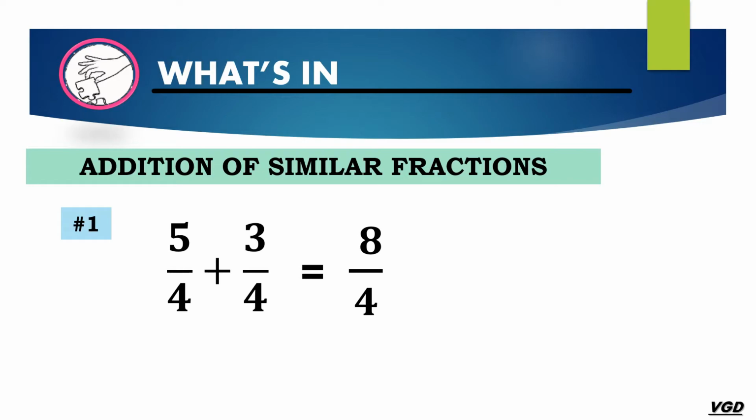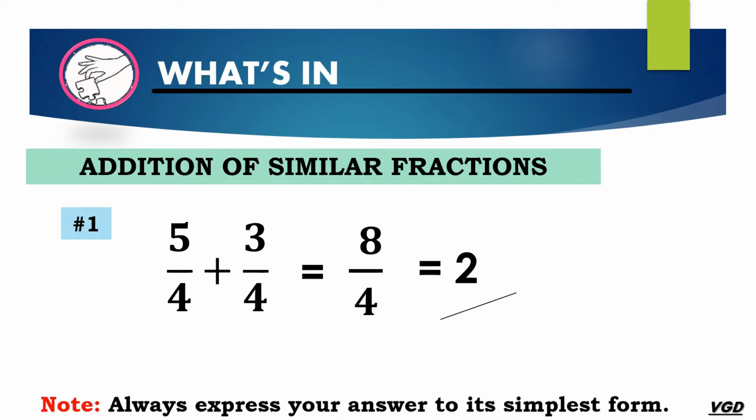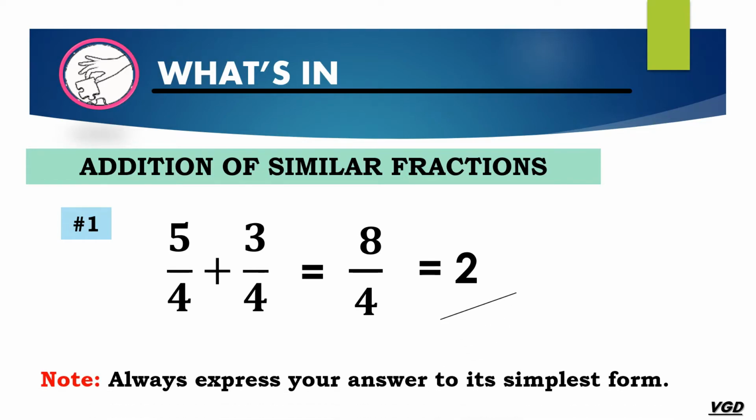So we got the answer 8 over 4, and we can still simplify this one. So the answer is 2. We just divide 8 by 4. And always take note that you have to always express your answer in its simplest form.